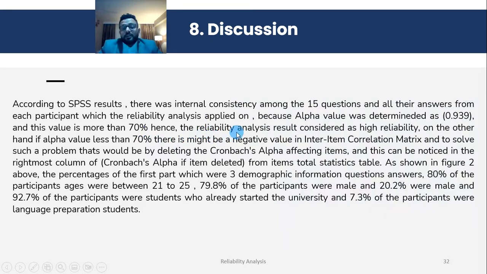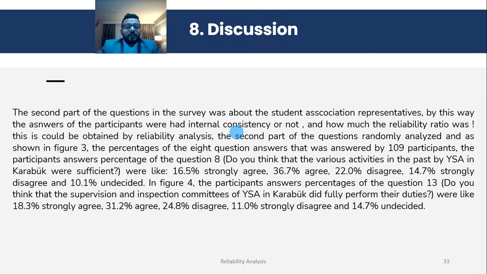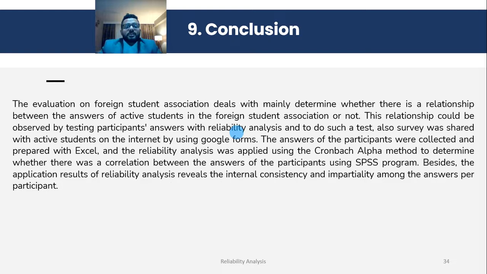Here is the discussion of the results that we talked about before. Let's end this with the conclusion. The evaluation of the foreign student association mainly determines whether there is a relationship between the answers of active students in the foreign student association or not. This relationship could be observed by testing participant answers with reliability analysis, and to do such a test, a survey was shared with active students on the internet using Google Forms.